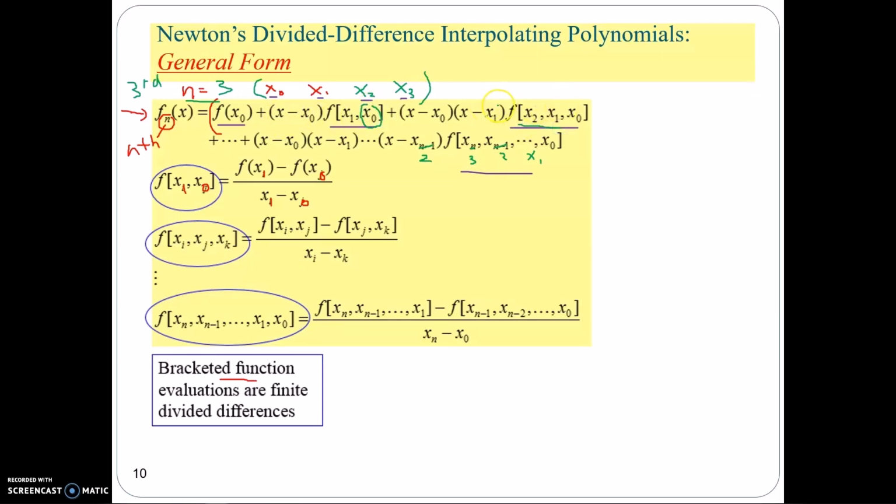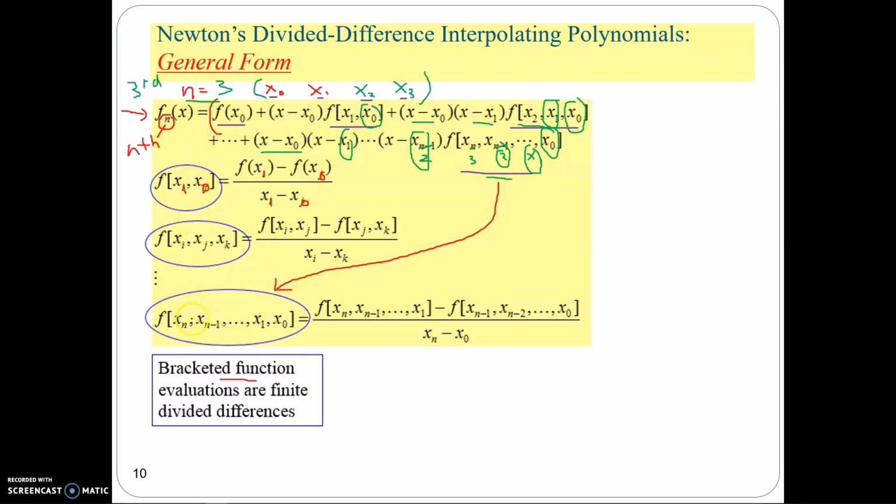For this derivative, you multiply it with the x0 here, x1 here, and you stop. For the last derivative here, you multiply with the x minus x0 here, x minus x1 here, and lastly you have the x2. To find the finite difference for this term, we can use this equation.